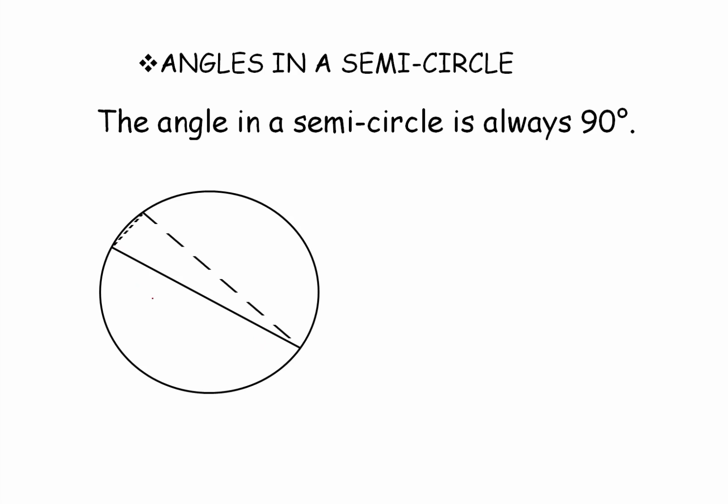So let's see, for example, here. So we have two chords. These are two chords because they intersect the circumference of this circle, and they form the angle. So this angle is always 90 degrees, once those two chords intersect the circle exactly at the point of intersection of the diameter. So the angle that is being created is that angle we are talking about. So it's always 90 degrees. So here this would be 90 degrees.